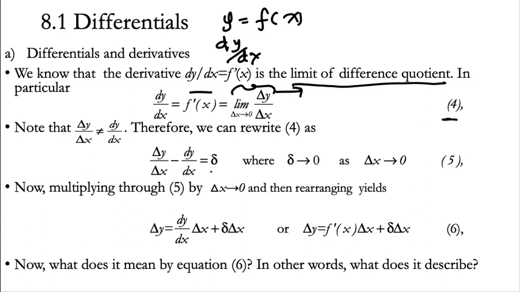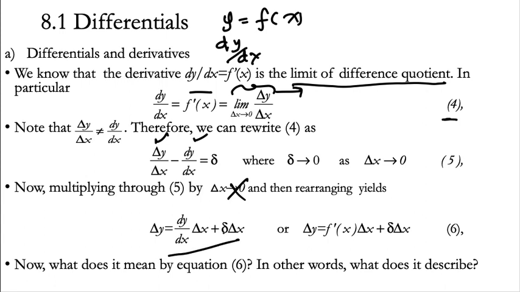Where does delta come from? We just want to show there's a number that shows there's a difference between these two terms. Okay, so delta approaches 0 as change in x approaches 0. Now multiplying through 5 by change in x and then rearranging, it yields the following.